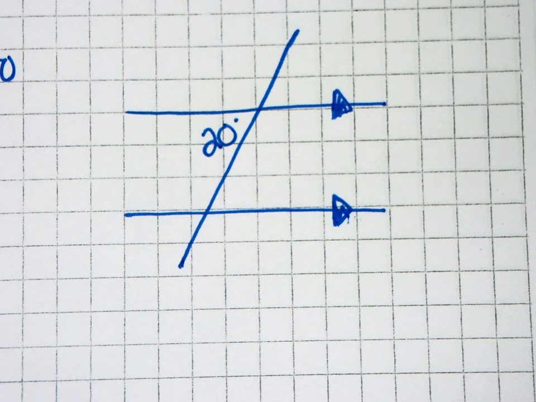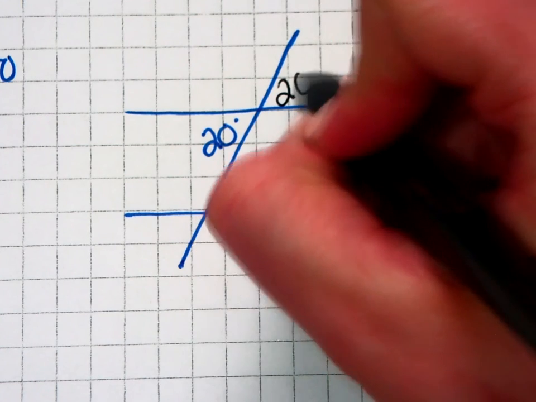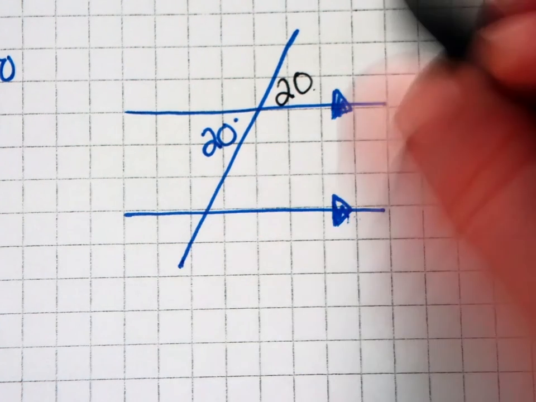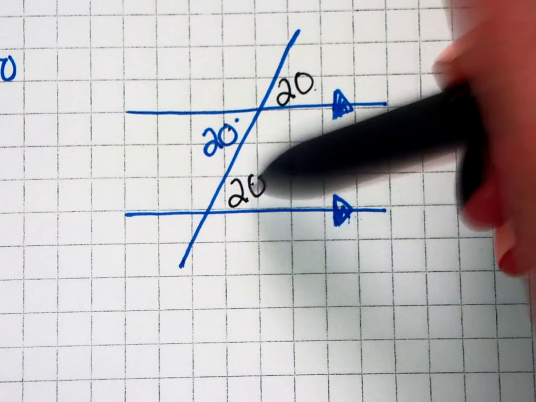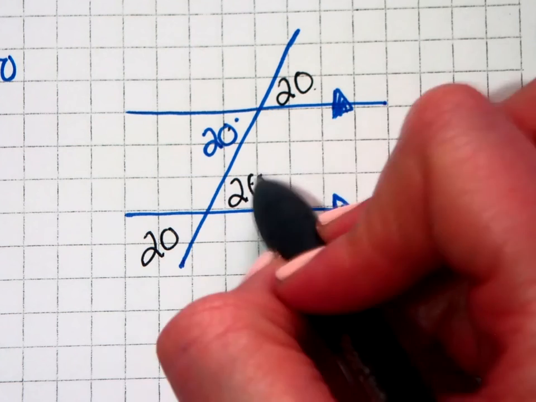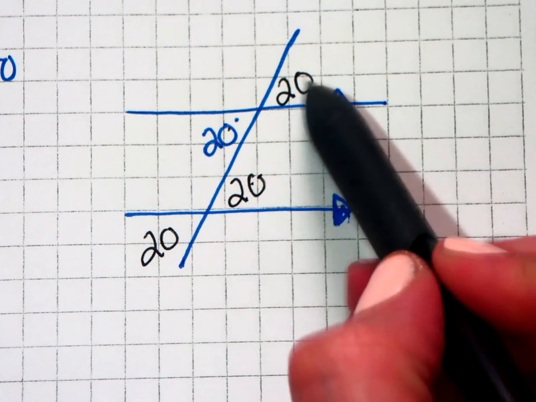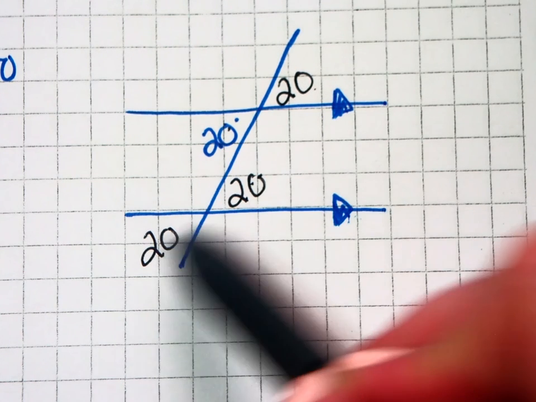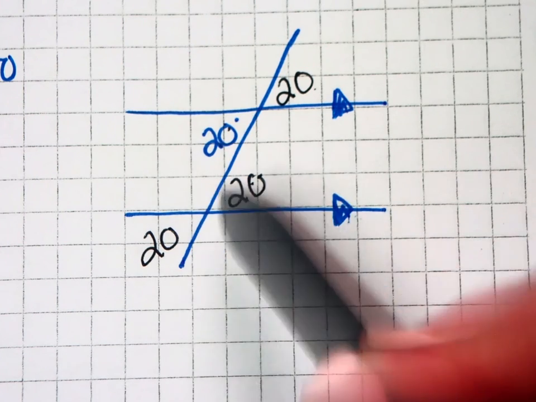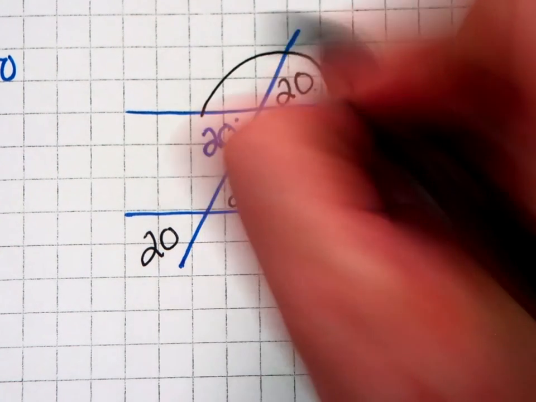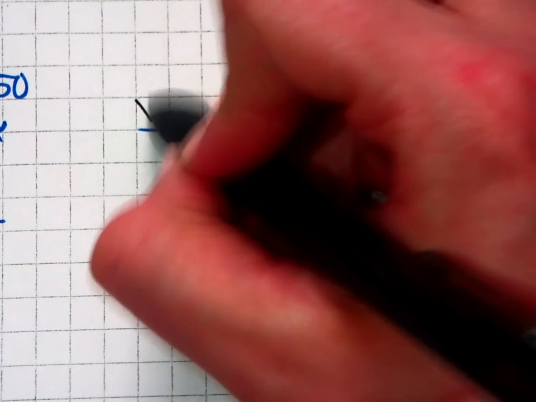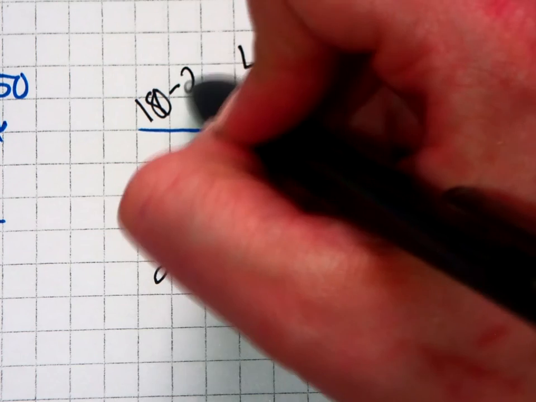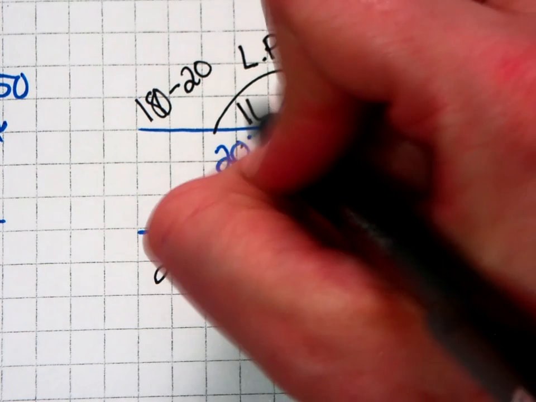I know for a fact that this angle is 20 degrees because it's vertical to this 20. I also know that this angle is 20 degrees because these are alternate interior angles. And I know that this angle is also 20 because they are vertical. So it goes vertical, alternate interior, vertical. To find these other missing angles, we have to use an angle pair relationship called a linear pair. Remember, those add up to 180. So to find this angle, I'm going to do 180 minus the angle provided. So 180 minus 20 is 160.